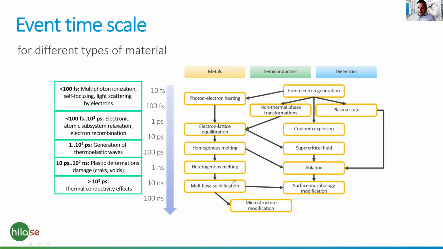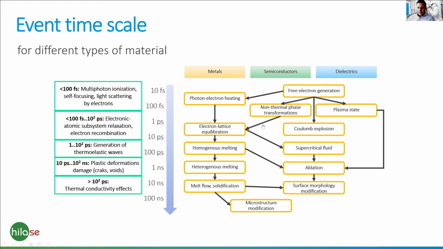So we can also observe what is happening in the material on the time scale. And this is different for metals, semiconductors and dielectrics, because what is primarily interacting with the photons are electrons. What we can see in metals is, at the very beginning, electron heating, while in semiconductors and dielectrics you need to generate some free electrons by affecting them with photons. And then there are many other effects happening as time elapses from the initial exposure.